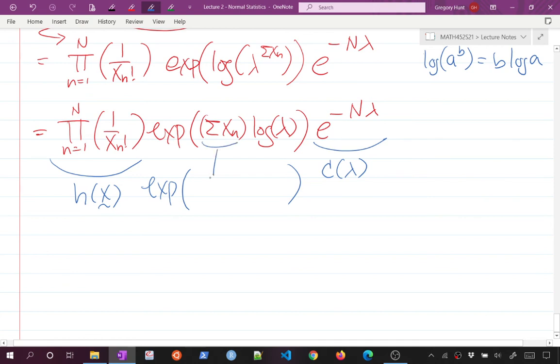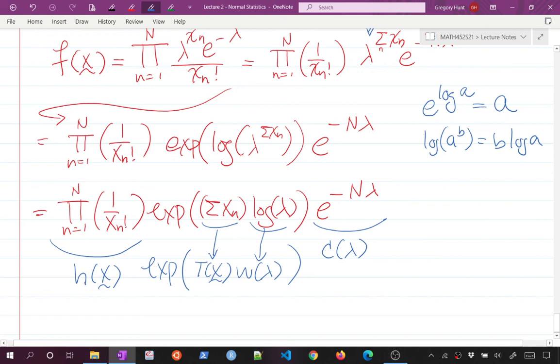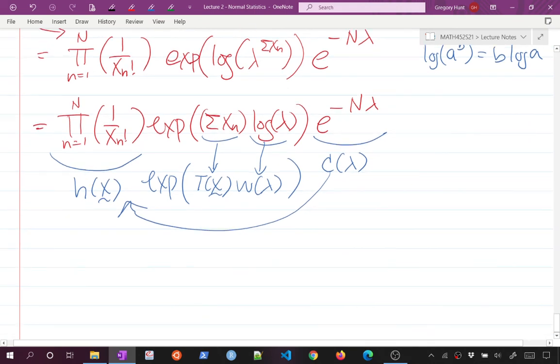Well, that sure looks like a t. And that sure looks like a w. That sum of x's depends on the x's, not the parameter. And log of lambda depends on the parameter, but not the data. So basically, I can claim h is this, c is this, t is this, w is this. Look, the joint distribution of my data has the form. You could move c over here if you wanted to, it doesn't really matter. And so it is an exponential family. So let's say this is an exponential family.